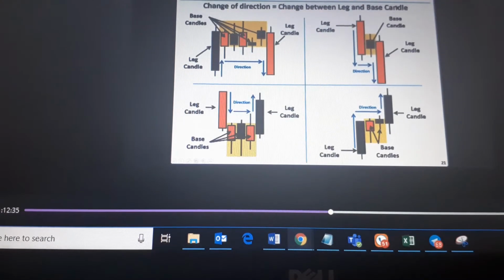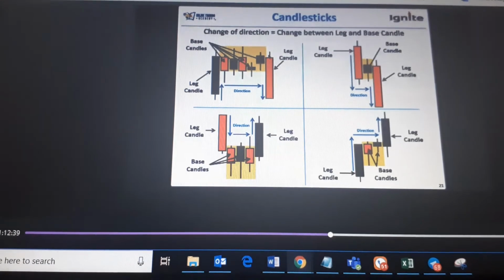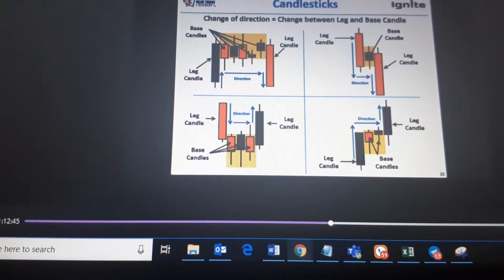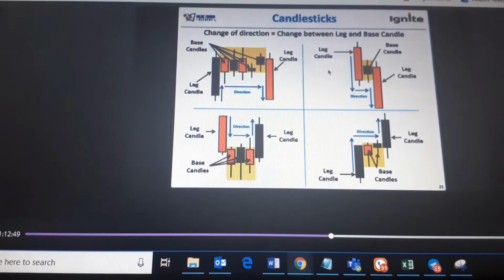Base can be made of one candle. Base can be made of 6 candles. Base can be made of 3 candles. You don't need to know the direction right now. Okay, but you don't need to know the direction. Just understand that there was a change of direction over here. I will teach you that.